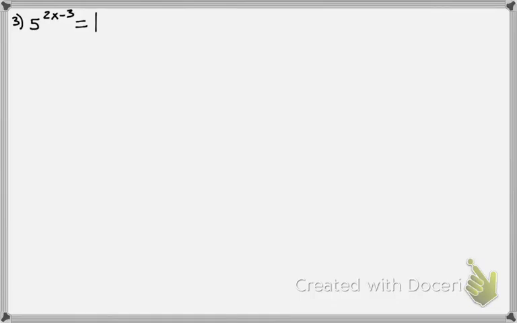Number 3, we have 5 raised to the 2x minus 3 is equal to 1. And my first step is I want to express it as the same base. So I'm going to copy the 5 raised to the 2x minus 3. And then somehow I need to express 1 as 5 raised to some power.